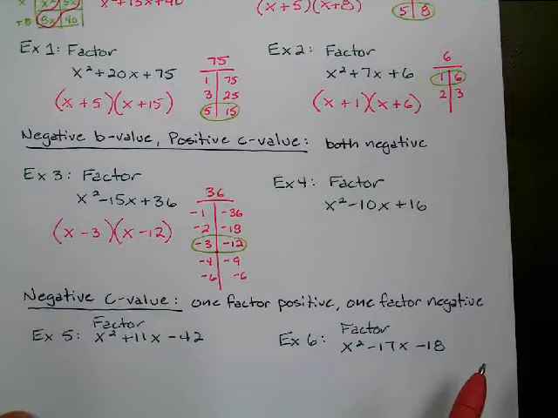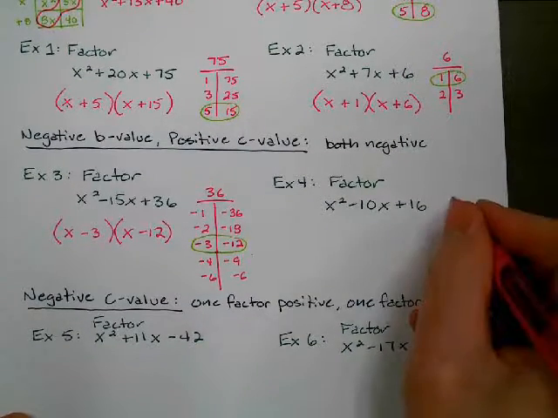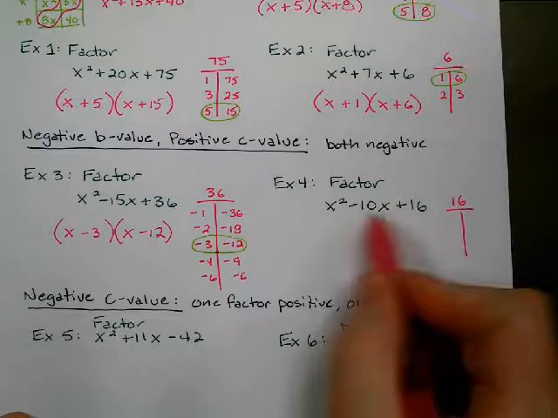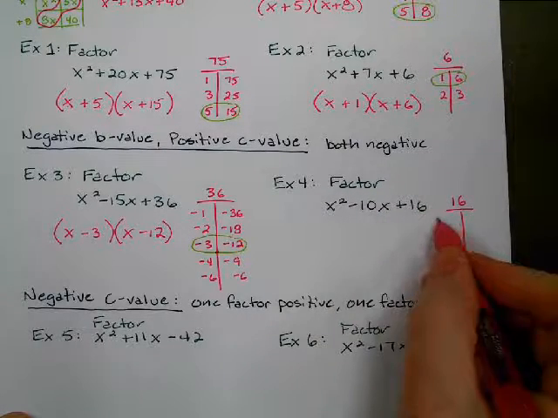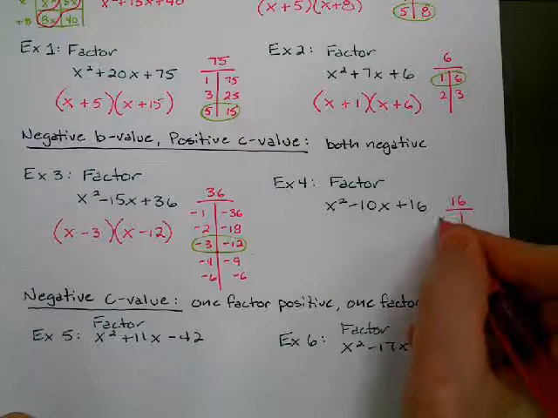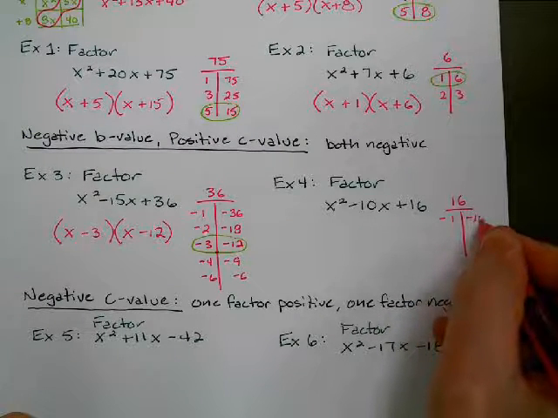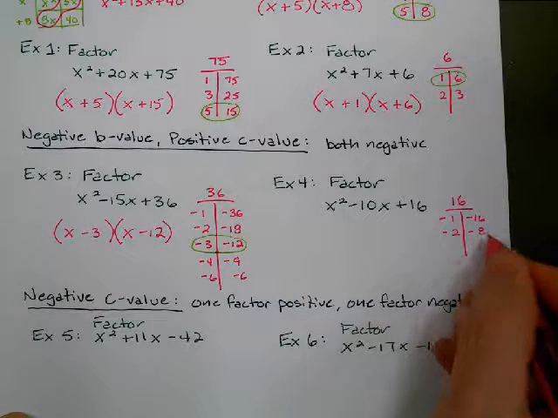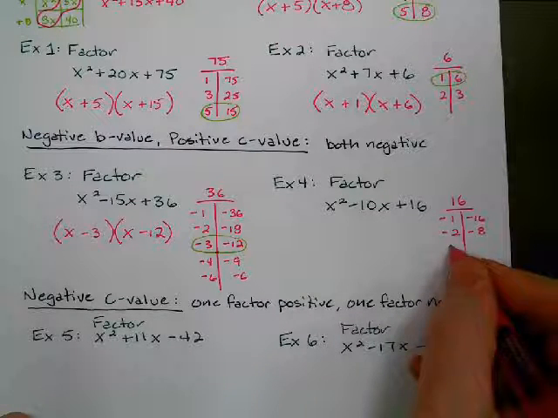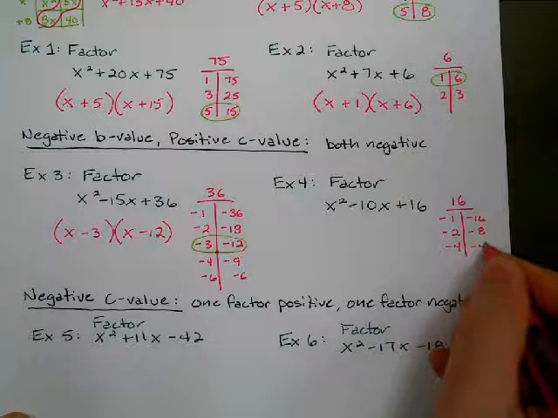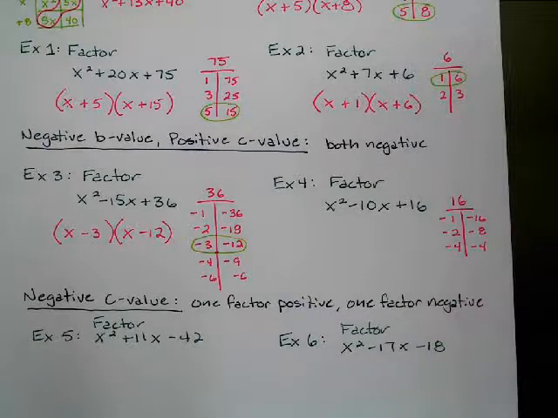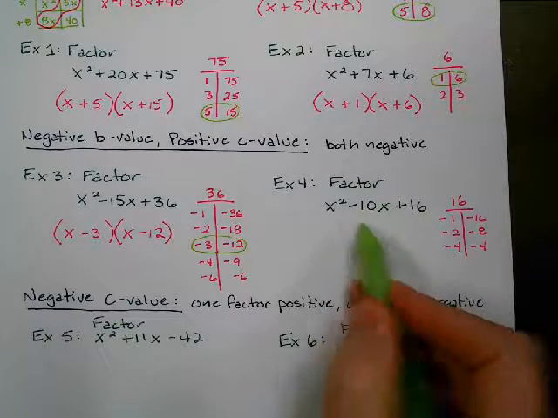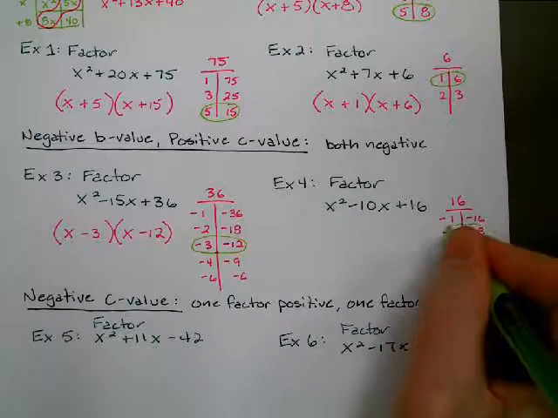All right, next one, we're going to take positive 16. So it's multiplying to give me a positive, but it's adding to give me a negative. That means both of these numbers are negative. So negative 1 and negative 16. Negative 2 and negative 8. 3 doesn't go in there, 4. Negative 4 and negative 4. Those are all the combinations that multiply to give me 16. Now, do any of them add up to negative 10? Yes, negative 2 and negative 8.